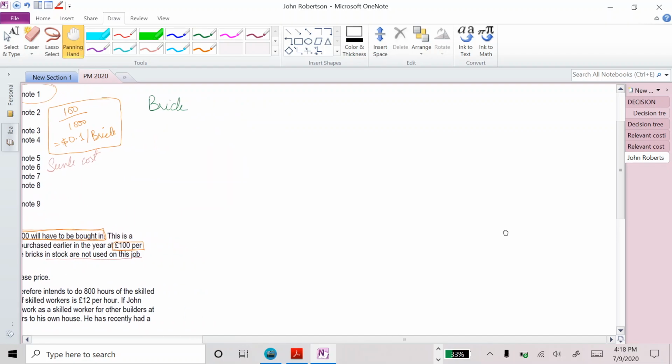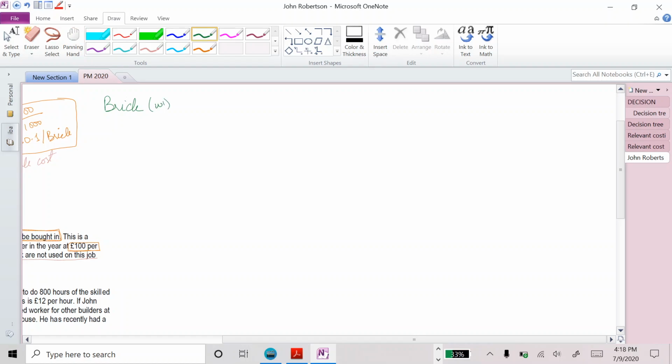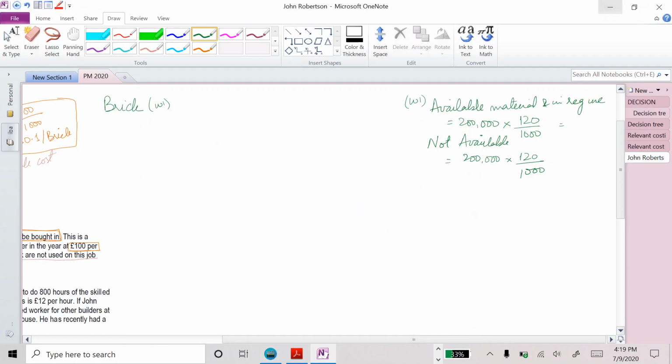So altogether we need 400,000. Let's make a working here. Working number one. We need 400,000 bricks. Available material is 200,000, and it is in regular use. So 200,000 is available, but that is a standard type of brick which is regularly used by the company, and the price of this is 120 per thousand, right? And there is some material which is not available. If a material is not available, we have to buy that. So if you want to buy that, that means 200,000 bricks at $120 per thousand, right? So what will be the overall cost?